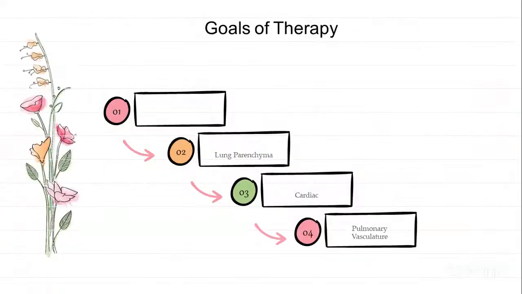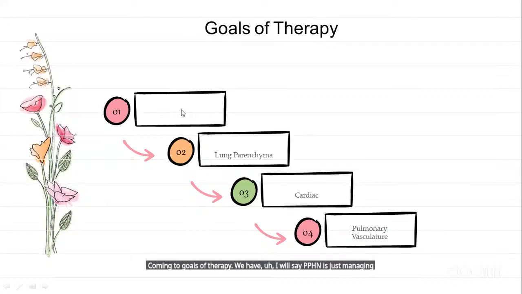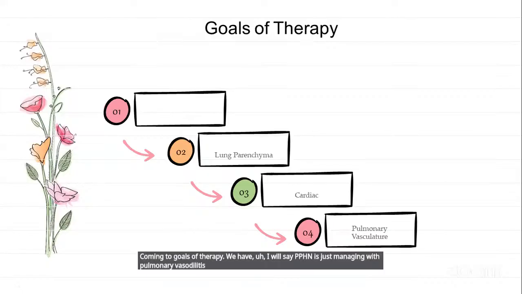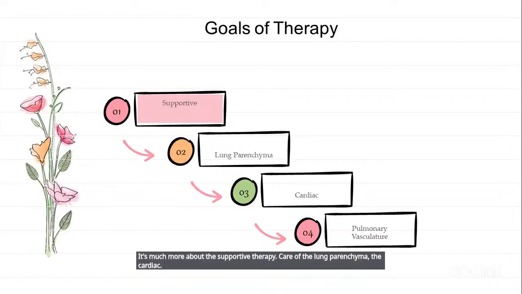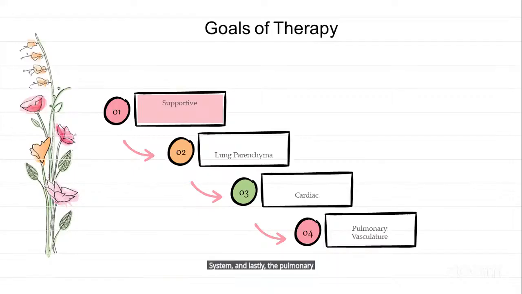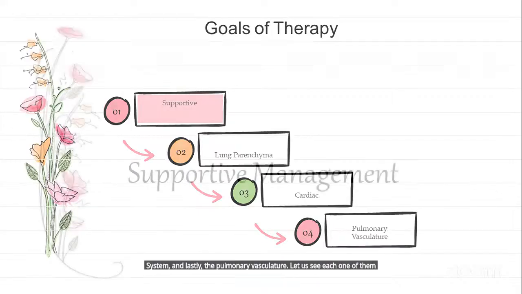Coming to goals of therapy, I won't say PPHN is just managing with pulmonary vasodilators or iNO or sildenafil. It is much more about the supportive therapy, care of the lung parenchyma, the cardiac system, and lastly the pulmonary vasculature. Let us see each one of them one by one.